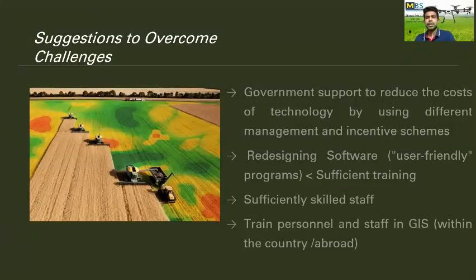Finally, sufficiently skilled staff is vital for the success of any GIS project. There is a shortage of people with GIS knowledge, mainly in developing countries. To overcome these issues, we can train personnel and staff in GIS, or send a number of people to a university or training center abroad, or otherwise, training can take place within the country in order to secure a long-term perspective.